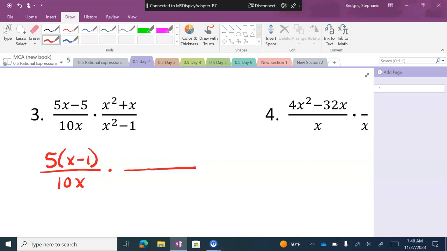All right, what about the top of the second fraction? I've got x squared plus x. Can that factor? We have a GCF of x, so we're going to pull that out. And we're left with x plus what? 1.